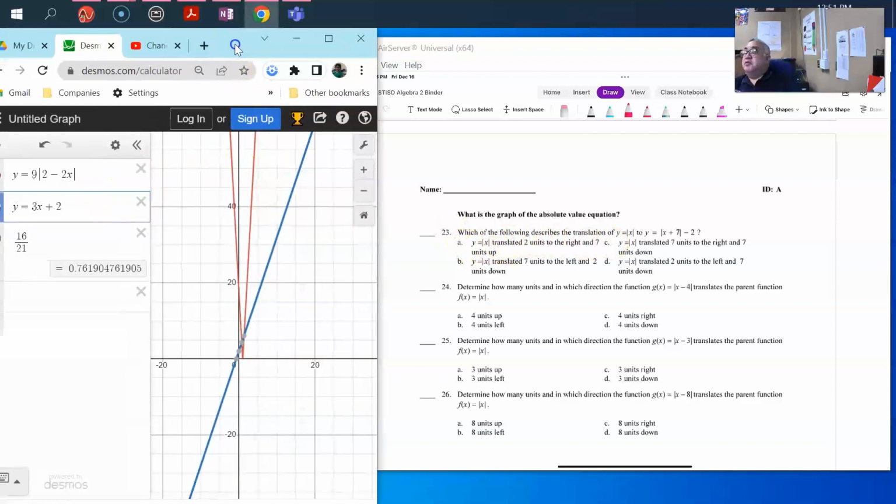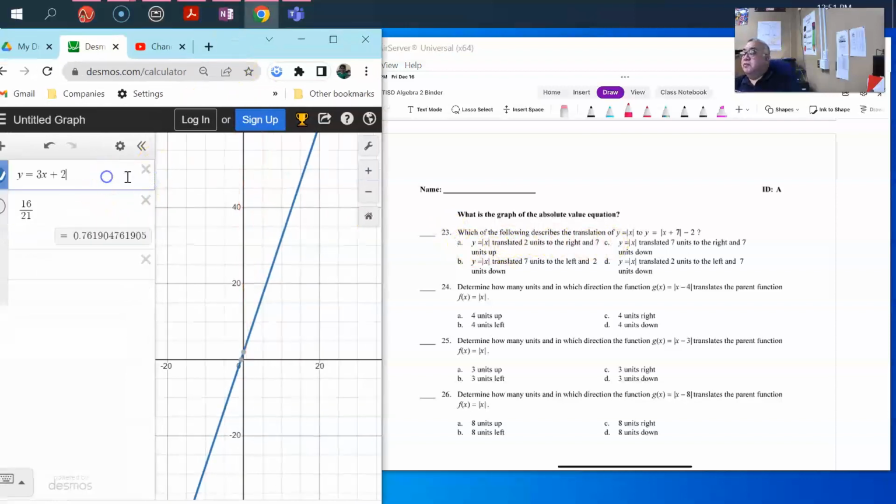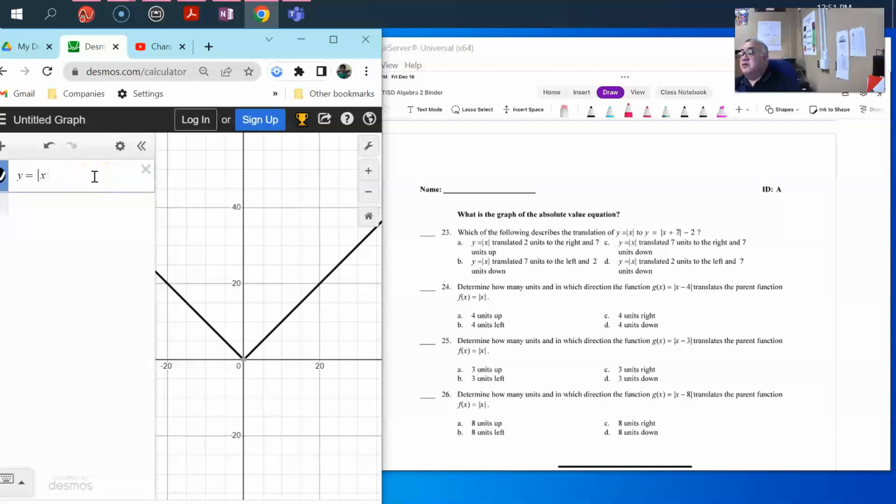And what you want to do is write both functions here. And I'm trying to get here situated. So you have y equals the absolute value of x. And then you want to compare it to y equals the absolute value of x plus 7 minus 2. And you notice that this graph will go to the left and go down 2. So your answer is B. It says it will translate 7 units to the left and 2 units down.